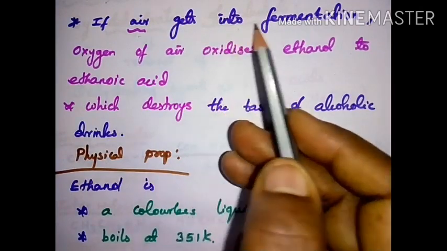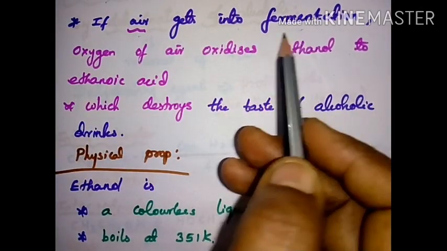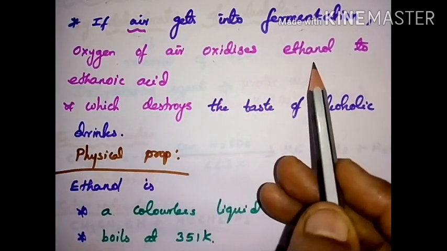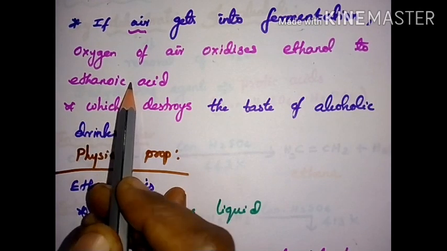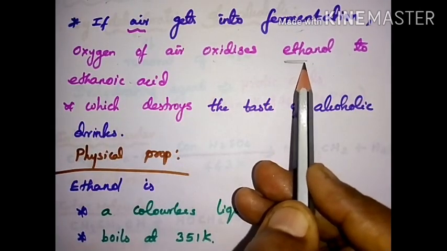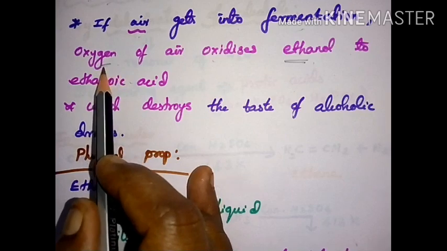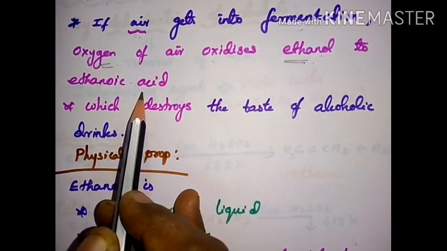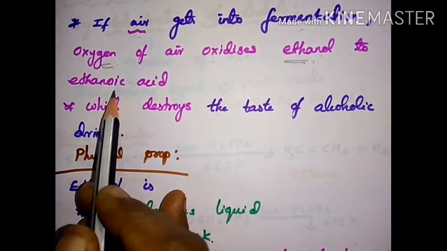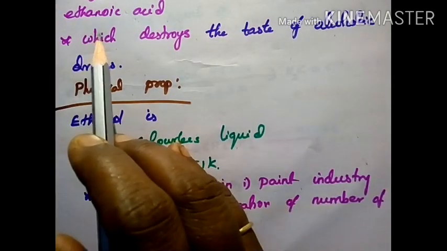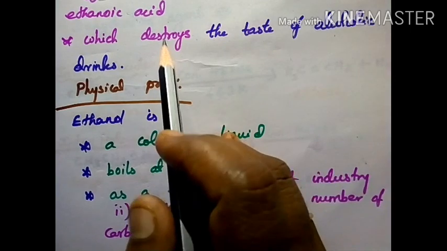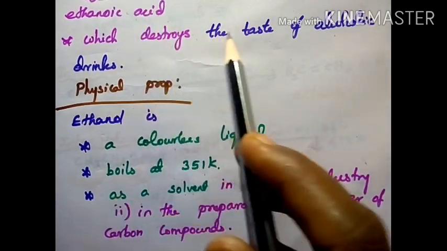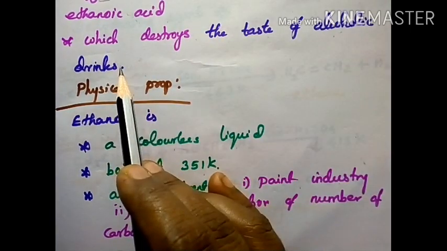If air gets into the fermentation, what happens? The oxygen of the air oxidizes the ethanol to ethanoic acid. We need ethanol, but if there is oxygen, what happens? Primary alcohol is oxidized to give acid. Ethanol on oxidation gives ethanoic acid. When ethanoic acid is formed, it destroys the taste of the alcoholic drinks.